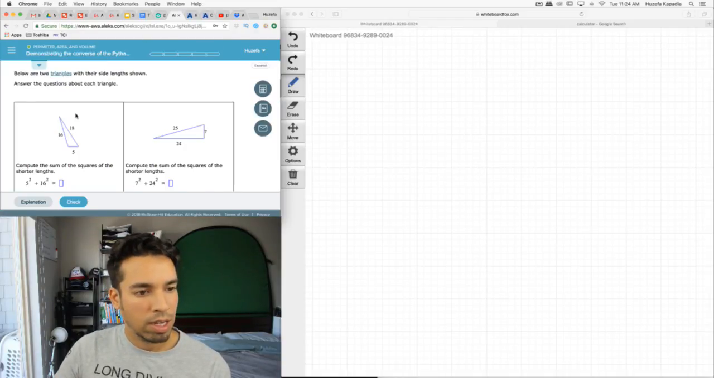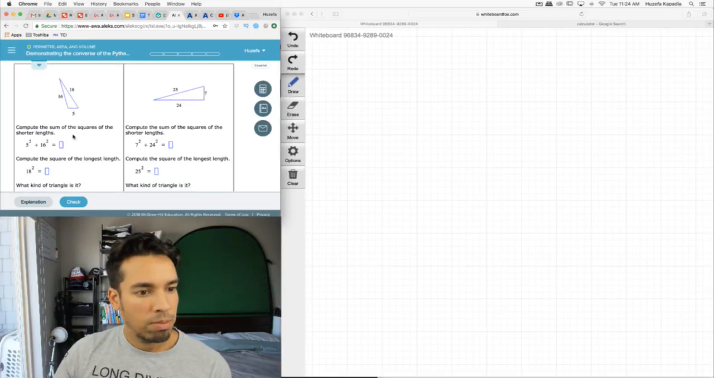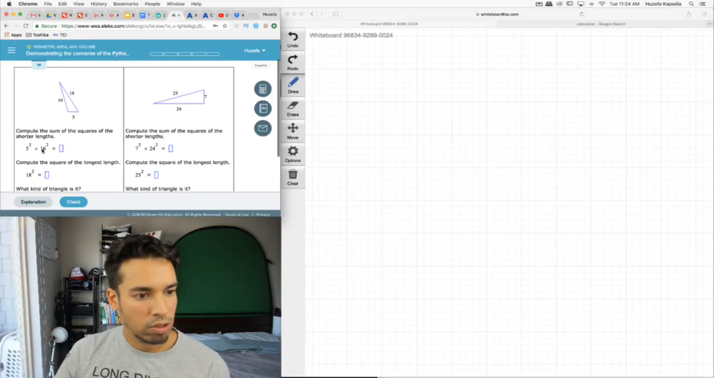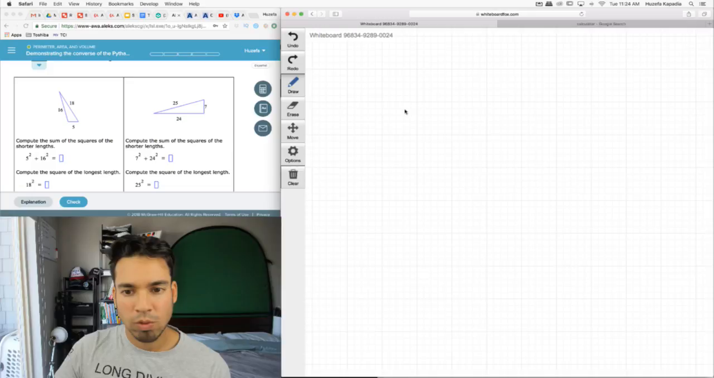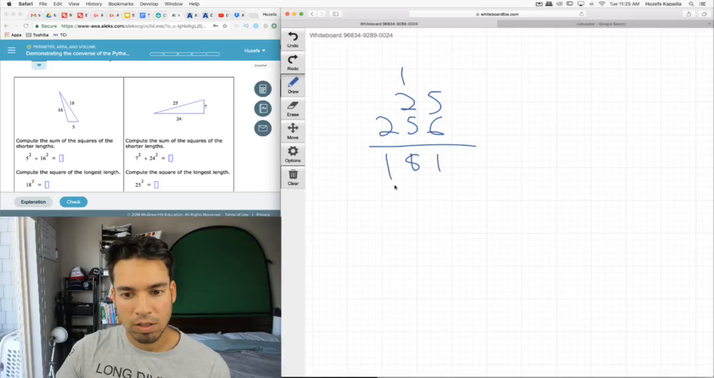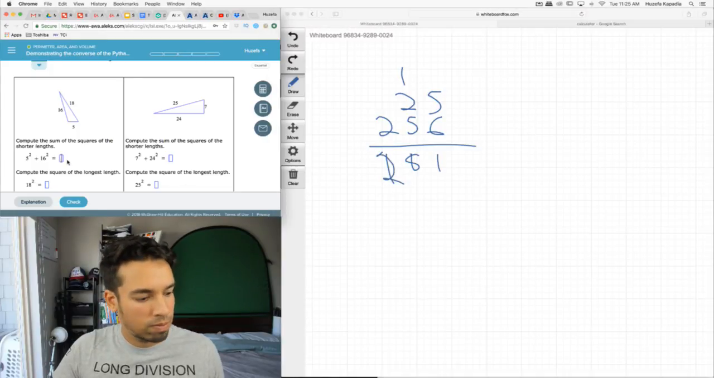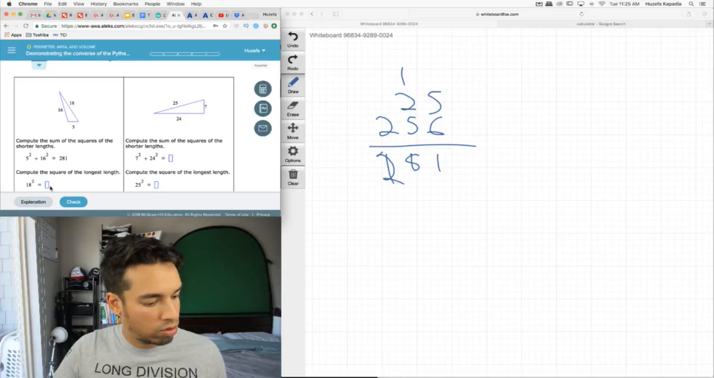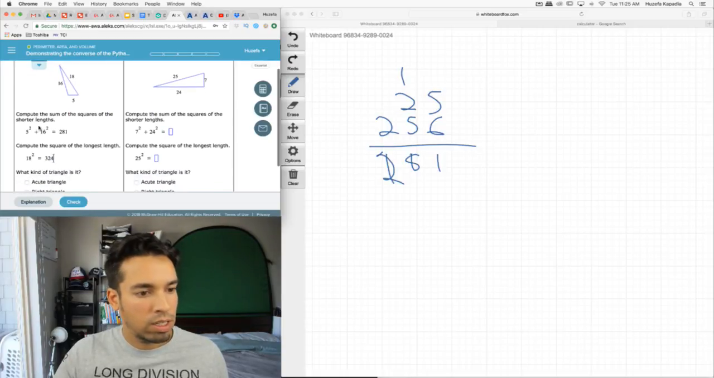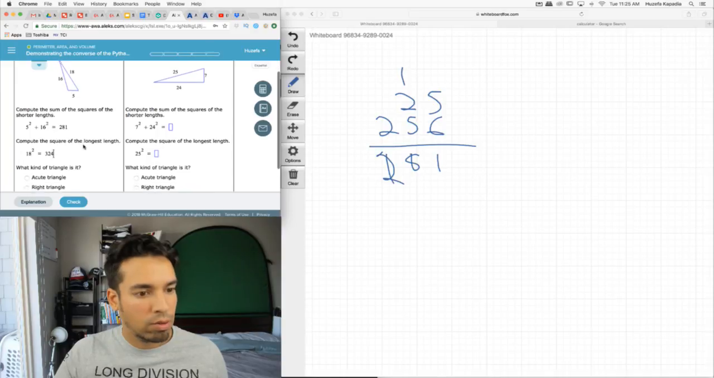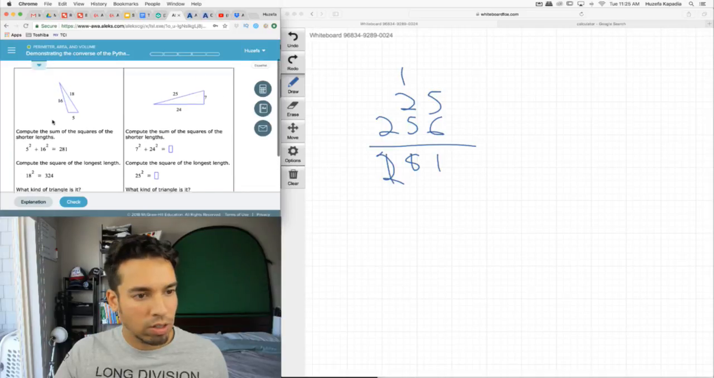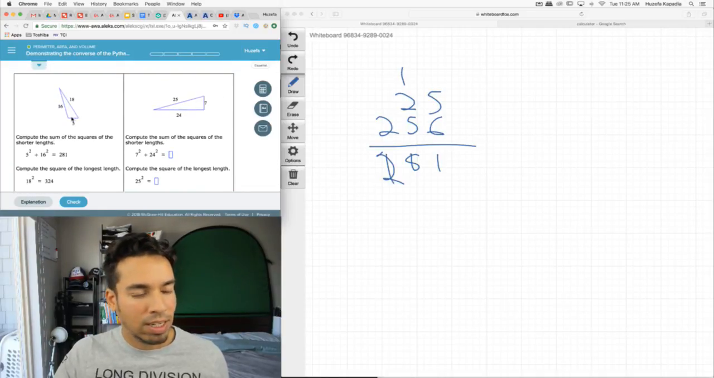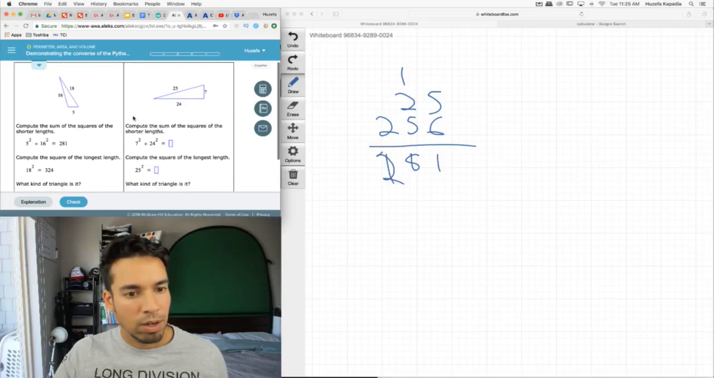Demonstrating the converse of the Pythagorean theorem. Compute the sum of the squares of the shorter lengths. So 5 squared plus 16 squared equals 25 plus 256, which is 281. 18 squared is 324. And since these aren't equal, we can see that it's not a right triangle, but I can also say that when c squared is larger than a squared plus b squared, it's what's called an obtuse triangle. And that's true. You can see it's an obtuse triangle, meaning it has one angle greater than 90 degrees right there.